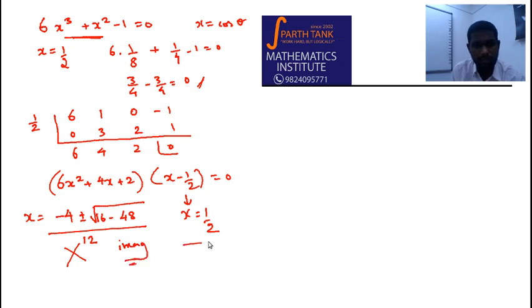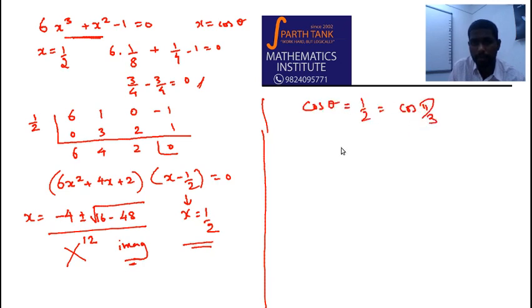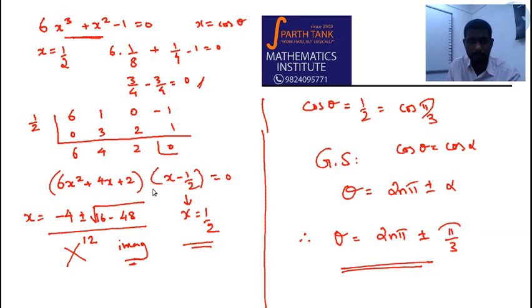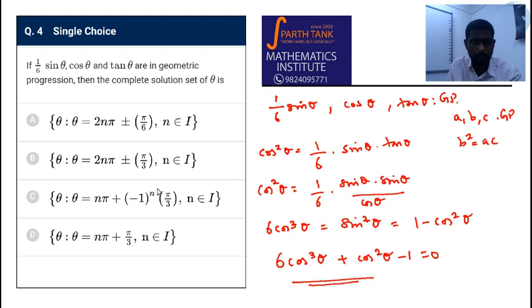Okay. So x is 1 by 2 is the only solution, and since we took x as cos theta, it is 1 by 2 or cos pi by 3. So the general solution for theta is, we know if cos theta is cos alpha, theta is supposed to be 2n pi plus or minus alpha. Therefore in this particular problem theta is 2n pi plus or minus pi by 3. Alright. So the answer is 2n pi plus or minus pi by 3, option B.